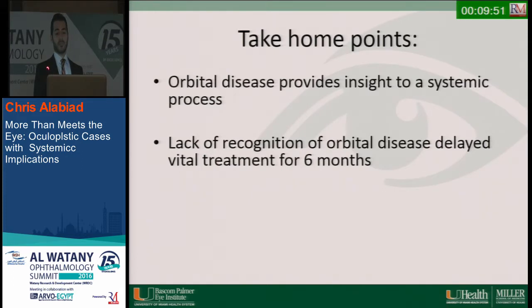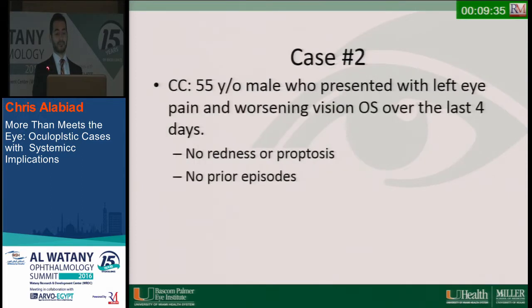And so the take-home point here is that while we know that orbital disease can provide insight to a systemic process, the lack of recognition led to delayed treatment of vital therapy, and that was a delay of about 6 months that may have changed the outcome for this poor child.